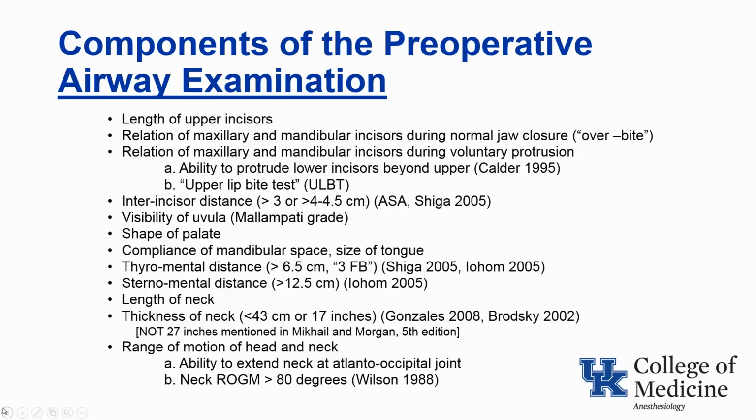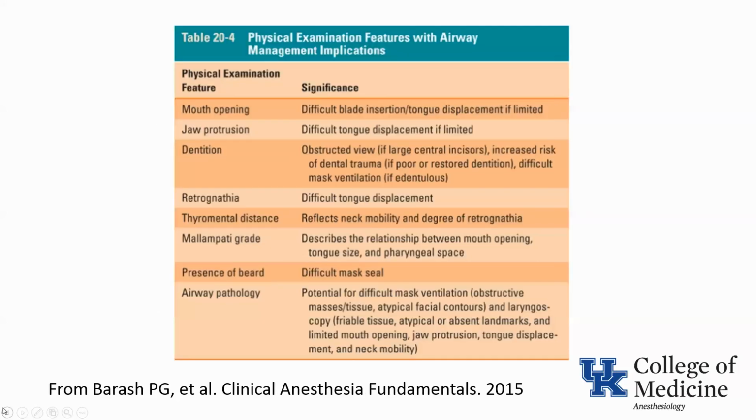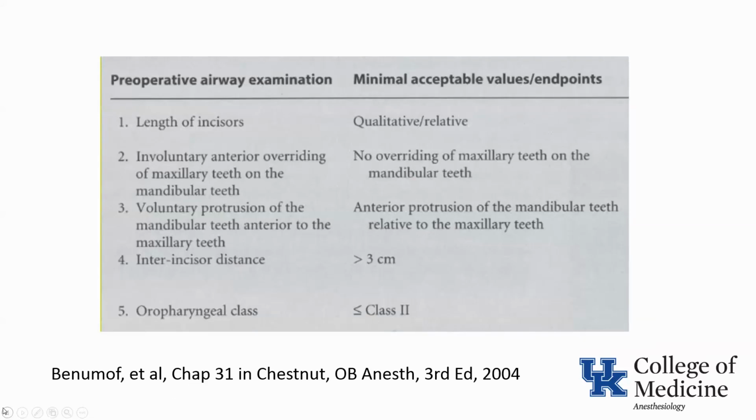The components of the preoperative airway examination are well known by you and summarized in this list, mainly coming from the ASA difficult airway texts. These include the length of the upper incisors, etc., as summarized on this slide. This is another summary of some of the common airway indices that are used to assess likelihood of difficult airway. This is another summary of these features and their management implications from Barash.